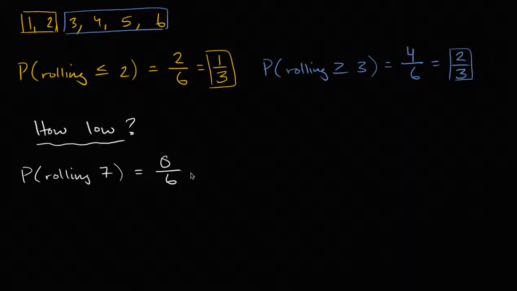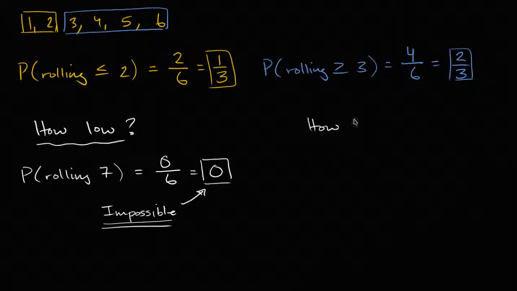So none of the six. So we could say this probability is 0. And if someone says the probability of that thing happening is 0, that means it's impossible. That means in no world can that happen if it's exactly 0. So this right here, the probability is 0. That means it is impossible. Now, how high can a probability get?